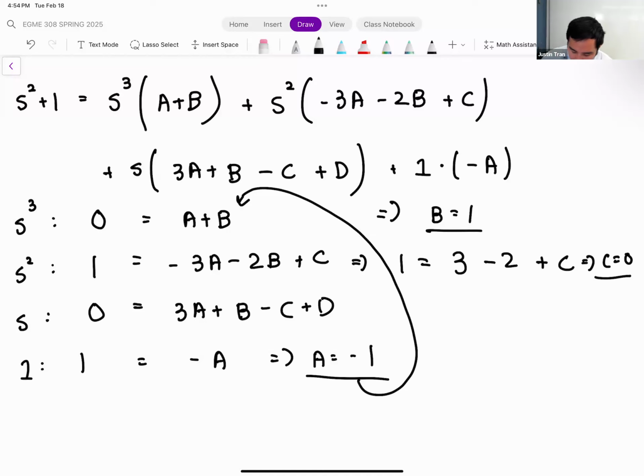And then we finally plug everything into the last equation here. So we have 0 is equal to 3 times a, so that's minus 3, plus b, so that's going to be plus 1, minus c, c is just 0, plus d. We simplify that. We have 0 is equal to minus 2 plus d. We add 2 to both sides. We get d is equal to 2.